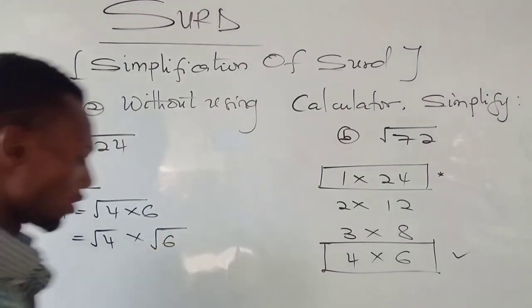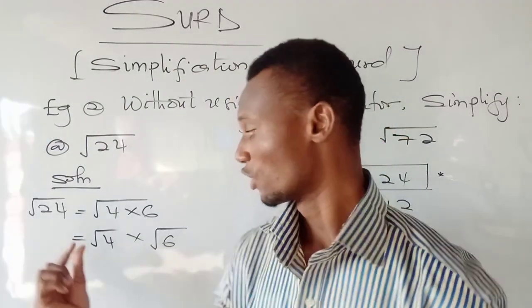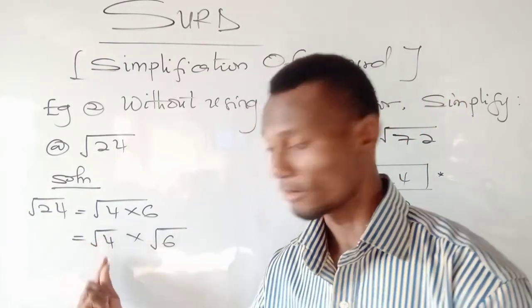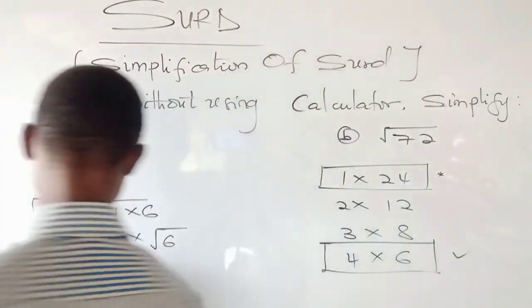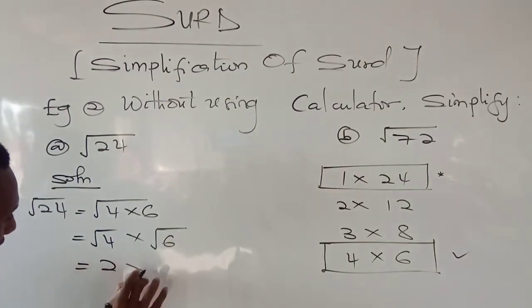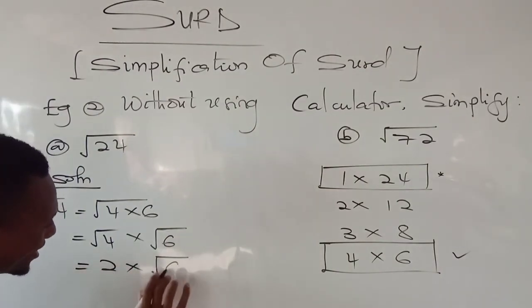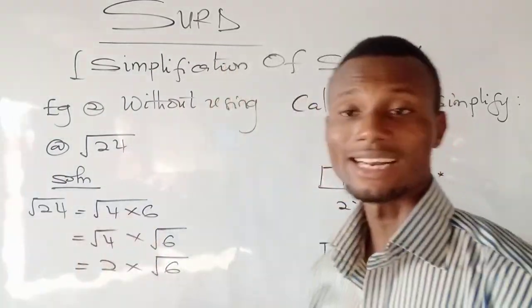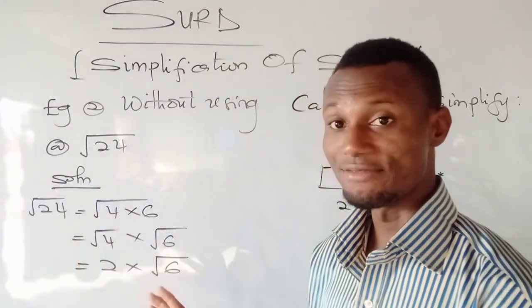Now the square root of 4, we know the answer. Square root of 4 gives 2. So let's simplify it further. Square root of 4 is 2, so I write my 2 there. So that equals 2 times, now the square root of 6, we will not get a whole number as an answer for square root of 6, so you leave it, okay?